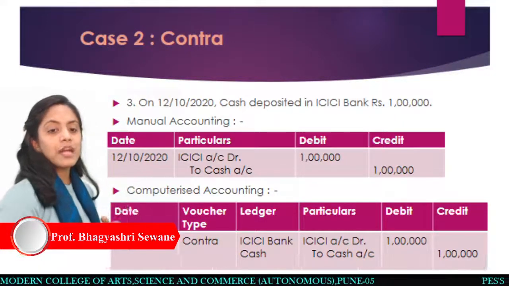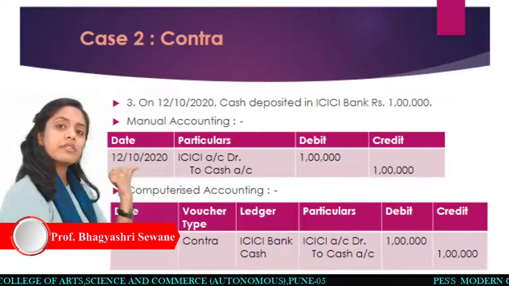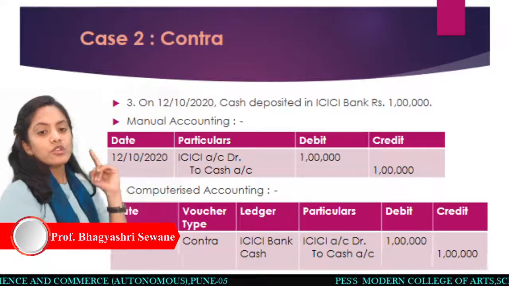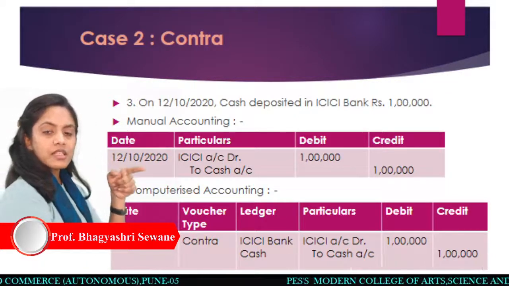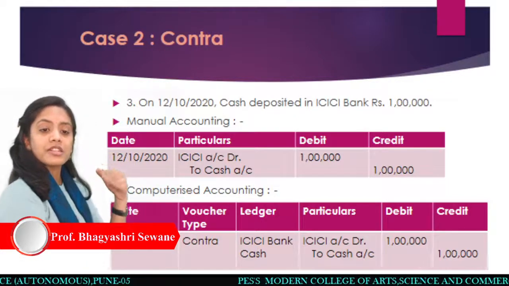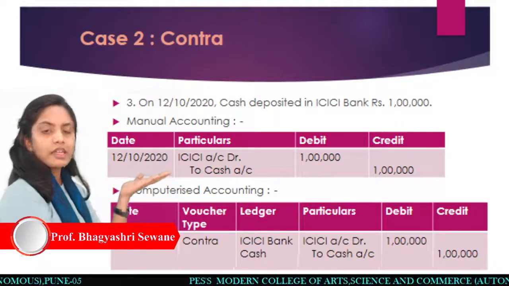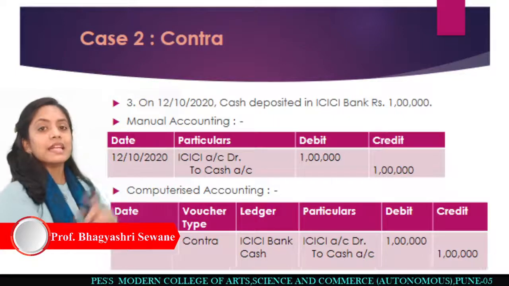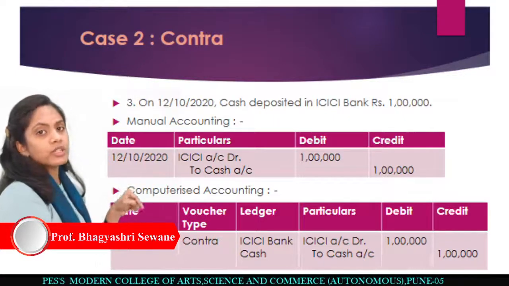Now you can see, whatever the entry is in manual accounting, there will be the same entry in computerized accounting also. So the ICICI bank account is debited to the cash account, because cash is deposited in the ICICI bank account, right? So the same entry will be there in computerized accounting also. That is, ICICI bank account debit to the cash account.